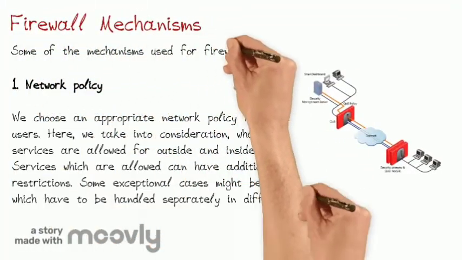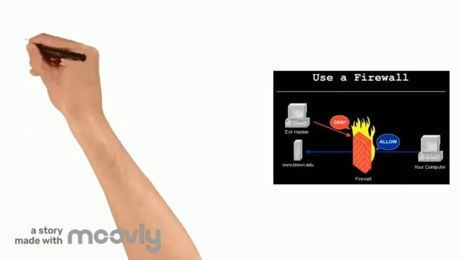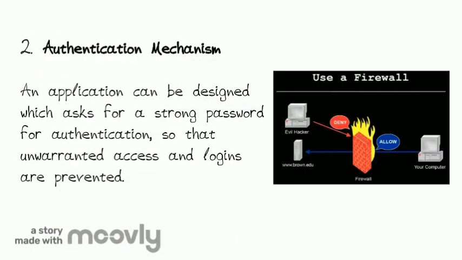Firewall mechanisms. Some of the mechanisms used for a firewall. 1. Network policy. We choose an appropriate network policy for our users. Here, we take into consideration what services are allowed for outside and inside users. Services which are allowed can have additional restrictions. Some exceptional cases might be there which have to be handled separately in different ways. 2. Authentication mechanism. An application can be designed which asks for a strong password for authentication, so that unwarranted access and logins are prevented.